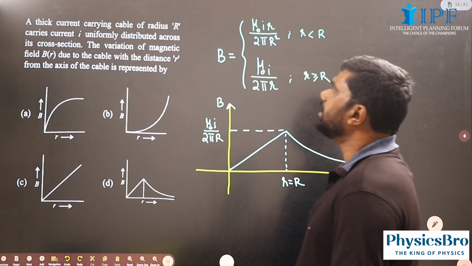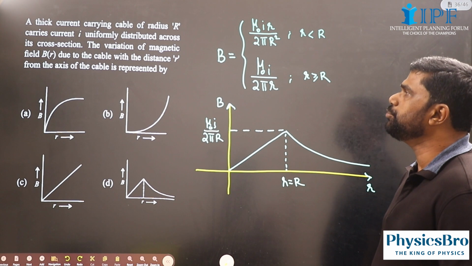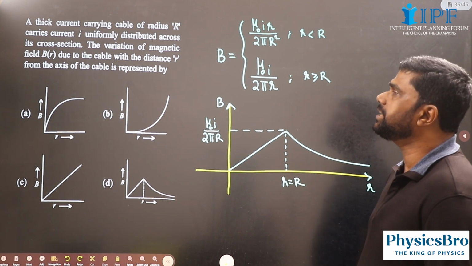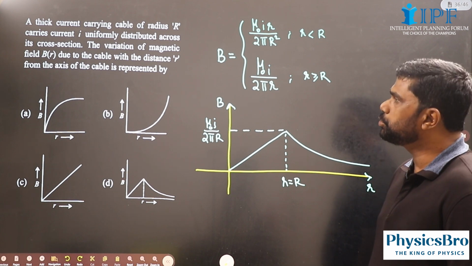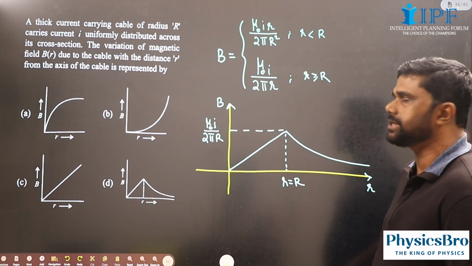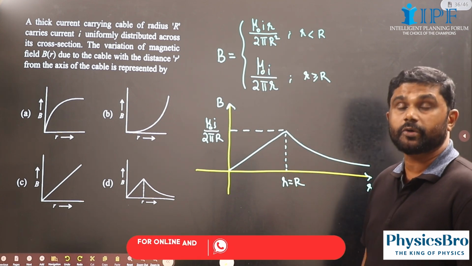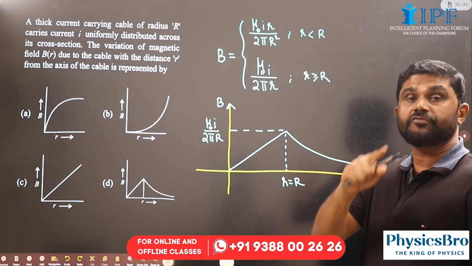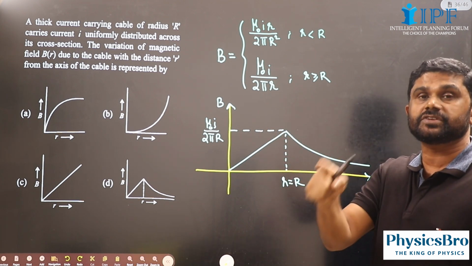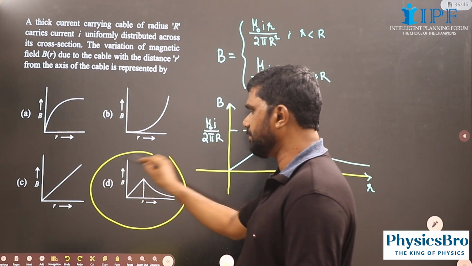Okay. A thick current carrying cable of radius capital R carries current I uniformly distributed across its cross section. Variation of magnetic field B of r due to the cable with the distance r from the axis of the cable is represented by B equals mu 0 I r by 2 pi R square. Inside the cable it varies linearly with the distance r and outside it varies with 1 by r. So this must be the graph.